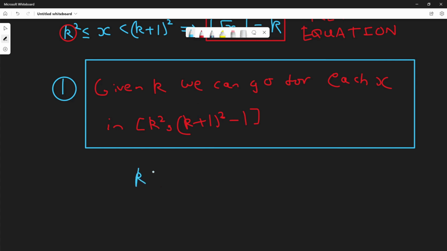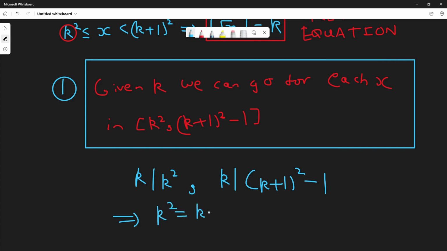So k divides k square, or k square is a multiple of k, and k also divides (k plus 1) whole square minus 1. So this means that if you want to find out how many x are there such that k divides x, then you can just find out how many multiples are there. So we know that k square is k into k, so this is the kth multiple of k, and we also know that (k plus 1) whole square minus 1 is basically, you can do the math, it's k into (k plus 2).